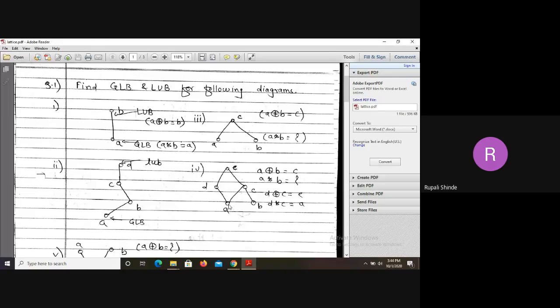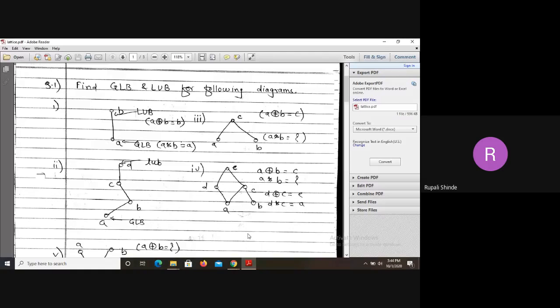Up to this, it is fine. But if you observe the pair of elements A and B, here A XOR B, the least upper bound of these two elements, is C. But the greatest lower bound for A and B is missing. That is, A star B is missing. That's why I have written a question mark here. So now you tell me whether this diagram is a lattice or not.